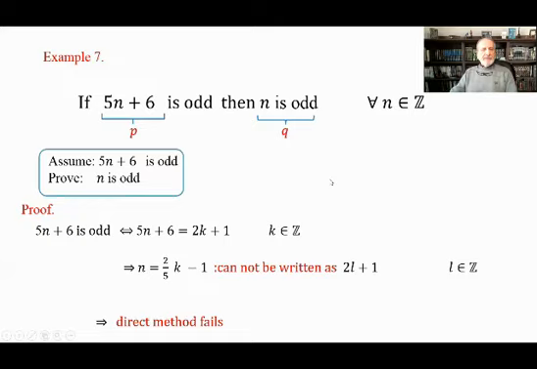Example number 7. If 5n plus 6 is odd, then n is odd. Okay, so let's assume 5n plus 6 is odd, and we need to prove n is odd. Again, 5n plus 6 is odd, meaning 5n plus 6 is equal to 2k plus 1. I do some calculation, and I find n is equal to 2 over 5 k minus 1. And this cannot be written as 2l plus 1. So again, the direct method fails.